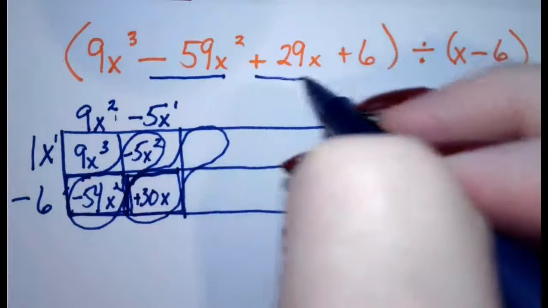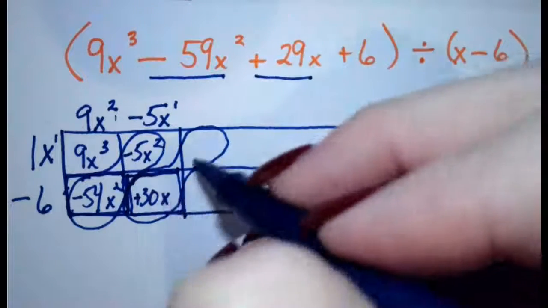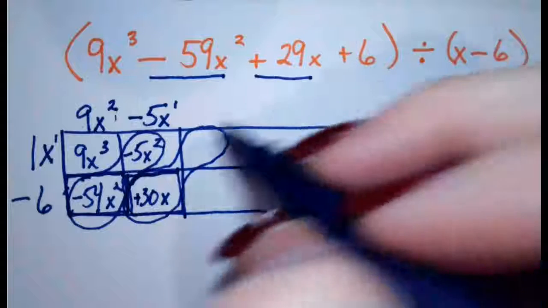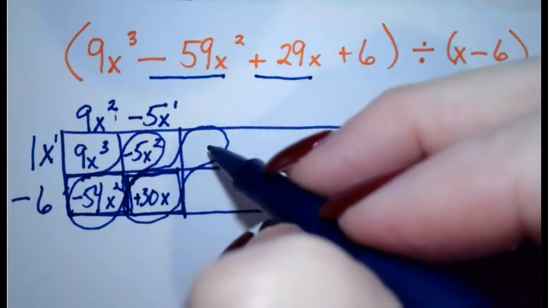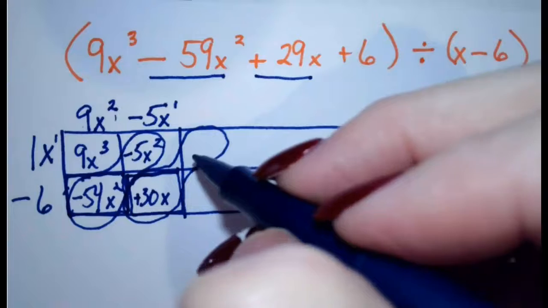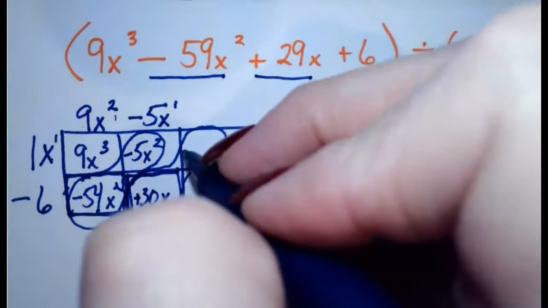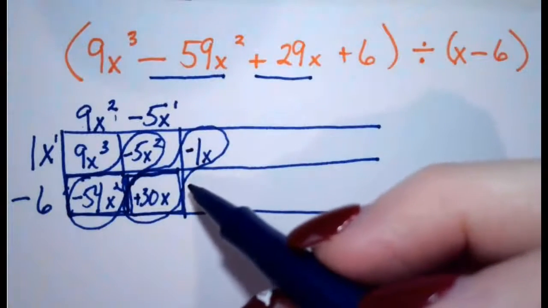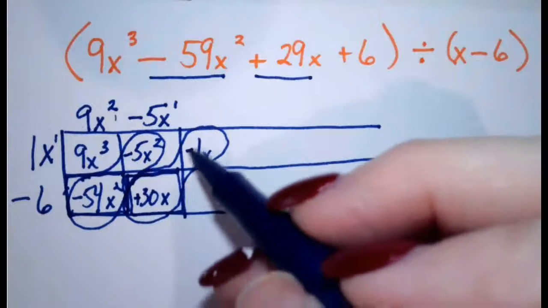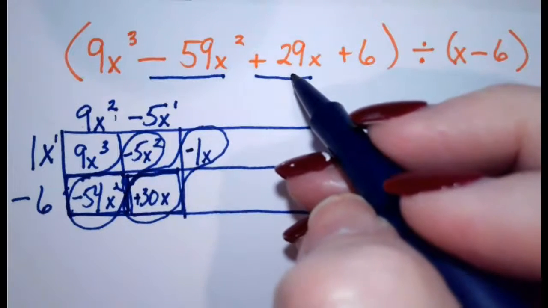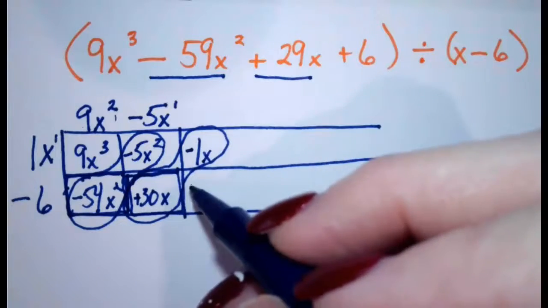Now I need this peanut to add to 29, don't I? Well, that's a little hard. I'm thinking, how can 30x add to something and go down? Oh, well, this is going to have to be a negative number, isn't it? This is a negative 1x. Now if I check in my calculator, a 30 plus a negative 1 is positive 29. So I've got it worked out.